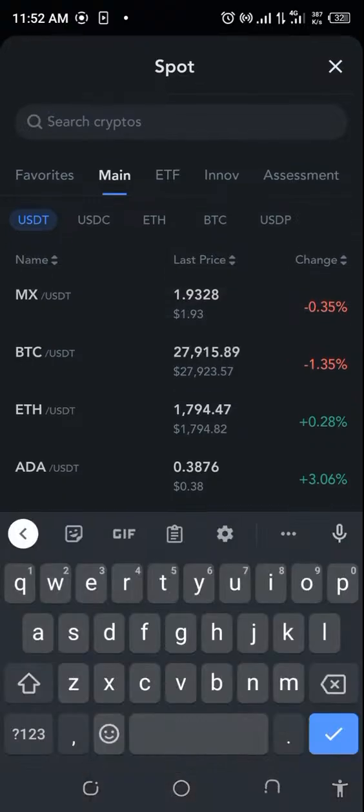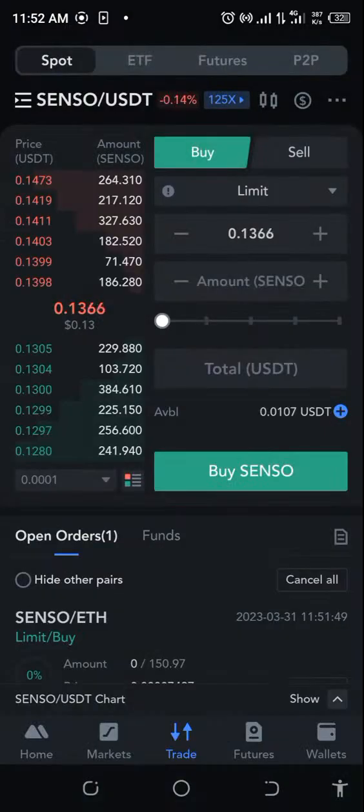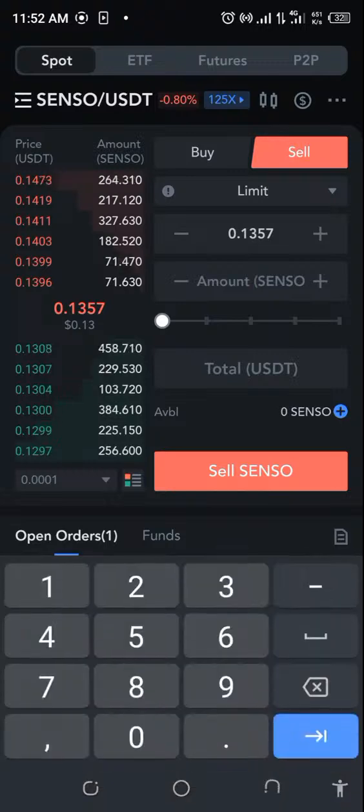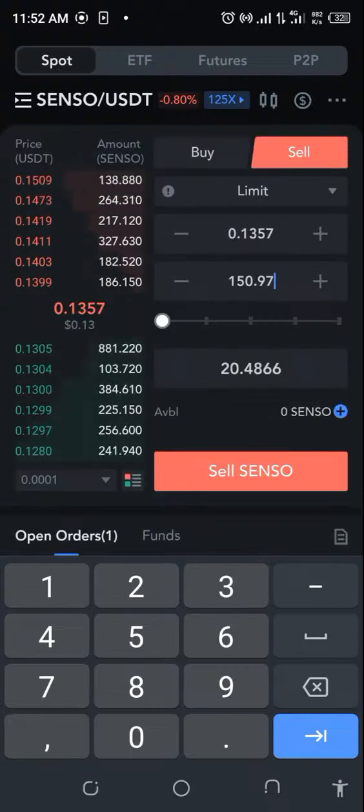Okay, let's quickly go and see if we sell this, to Senso USDT, how much we're gonna make. Okay, Senso USDT. Let's see if we sell this, what would we make? That was 150.97. Whoops, we're gonna make 20.48. Yikes. Nothing really interesting, right? But anyways, it's still profit. At least we started out with 20.32, so it's still profit.